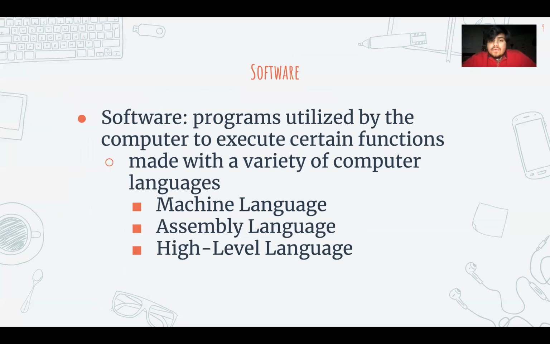Now let's talk about software. Software are programs utilized by the computer to execute certain functions, made with a variety of computer languages. There are three types of languages that are generally used. We're going to be focusing on high level languages with this workshop because Java is a high level language. But it's important to note that machine language and assembly language really guide us in how we navigate through software.